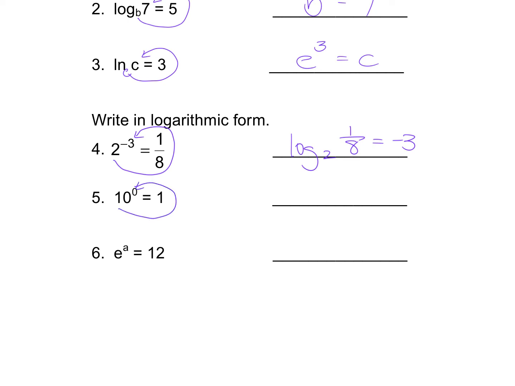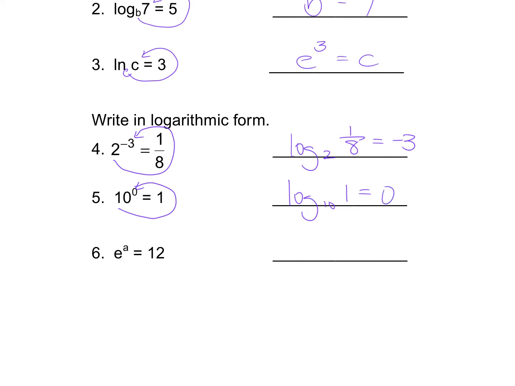So the second one would be log base what? 10. I don't care if you write the 10 or if you don't write the 10. That's totally up to you. So log base 10 of what? 1 is equal to? 0.